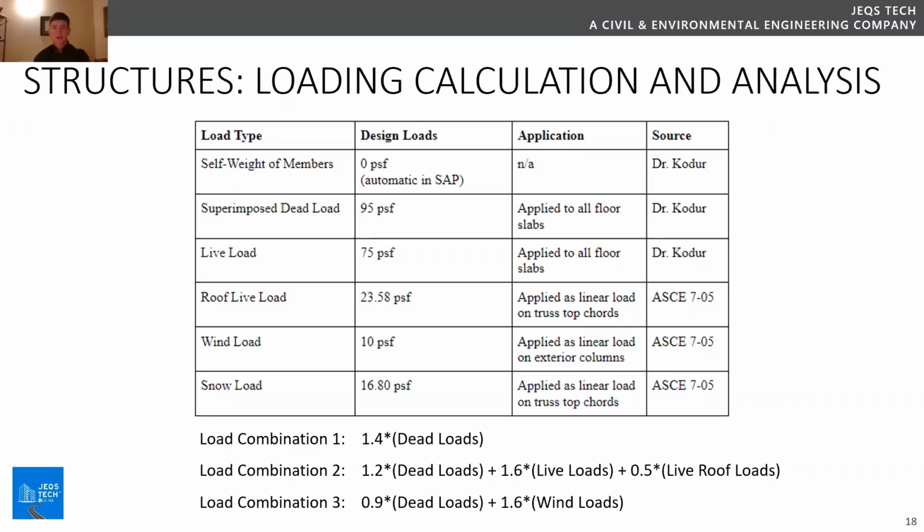For the structural analysis, it was time to calculate loading on the building. We included the self weight of the building, dead loads, live loads, roof live loads, wind load, and snow loads. These loads were either directly given to us by Dr. Couture, our structural engineer consultant, or calculated through ASCE manuals. There were also 3 load combinations that we applied. These work as almost factors of safety.